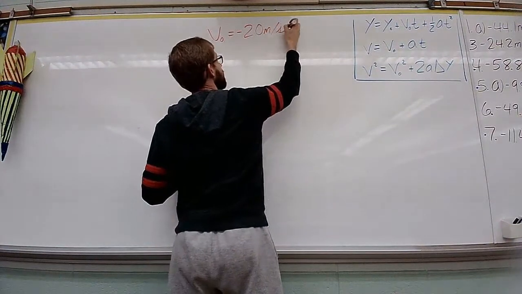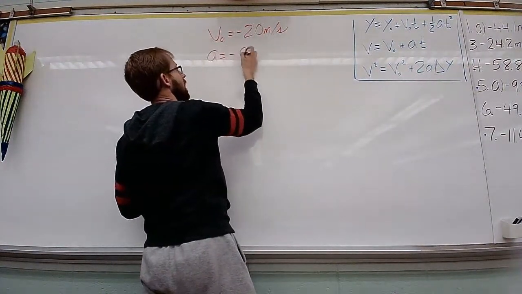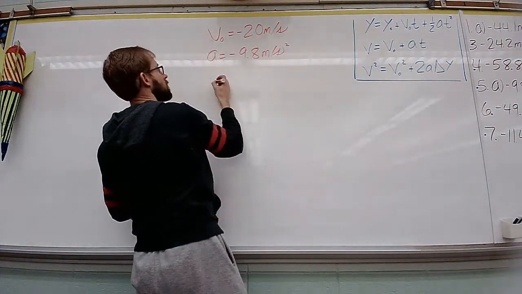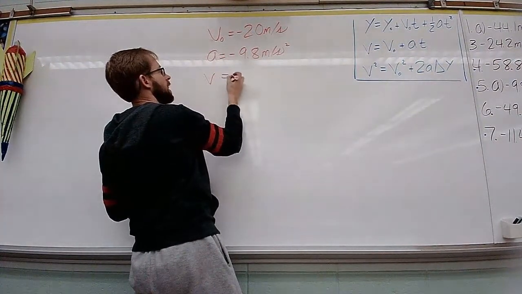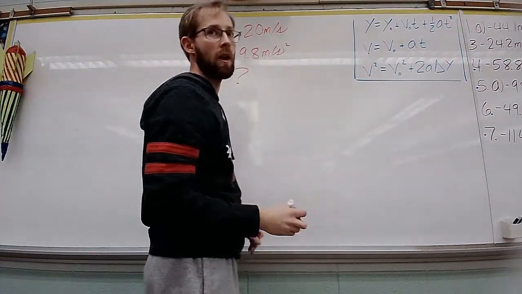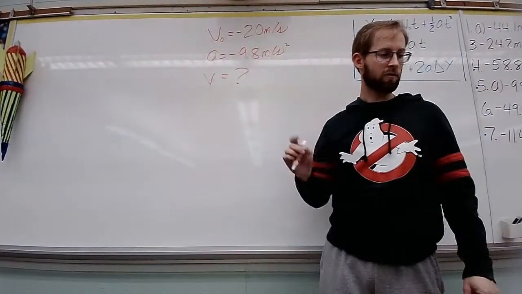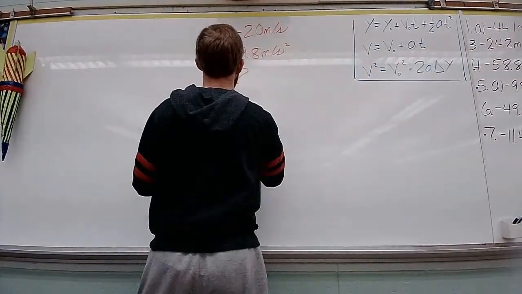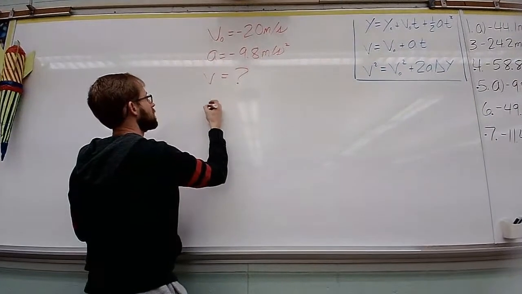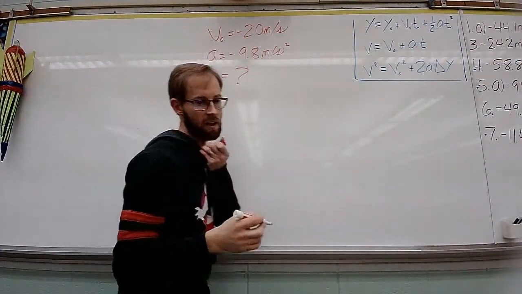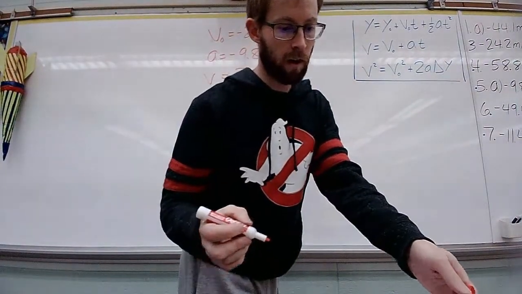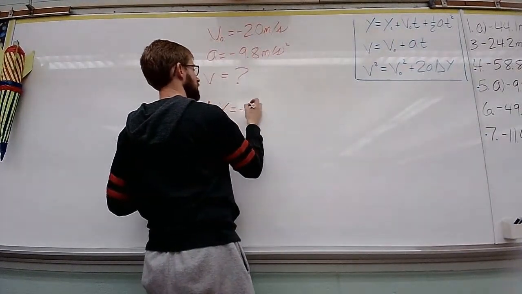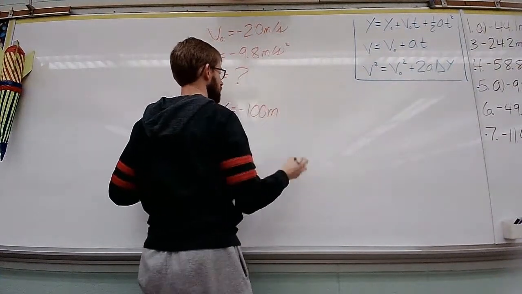We still know the acceleration. That's still negative 9.8. But now we don't know what that final velocity is going to be equal to. But it does give us a little bit extra information. It tells us we've fallen 100 meters. So that means, if we've fallen 100 meters, it's like saying our change in height y is equal to negative 100 meters.